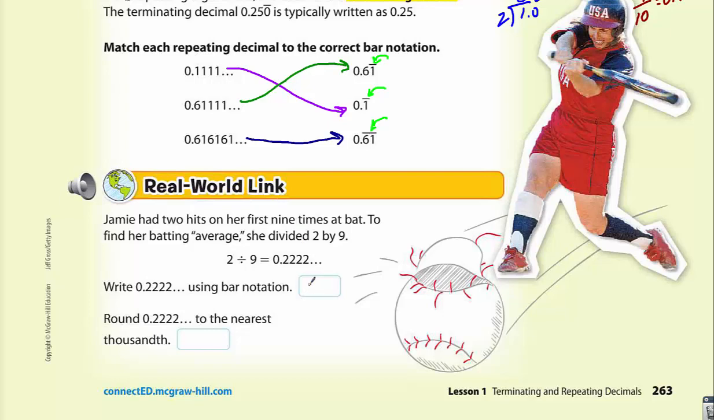All right. Your bar notation should have been 0.2 with a line over it because it's the 2's that keep repeating. Now, round to the nearest thousandth. Anytime you want to round to the nearest thousandth, you find the thousandths, right there. Then you look one more place, to the 10,000ths in this case, and ask yourself, what does this 2 tell us to do to the 2 in the thousandths? It tells us to leave it at 2, and we would have 0.222.